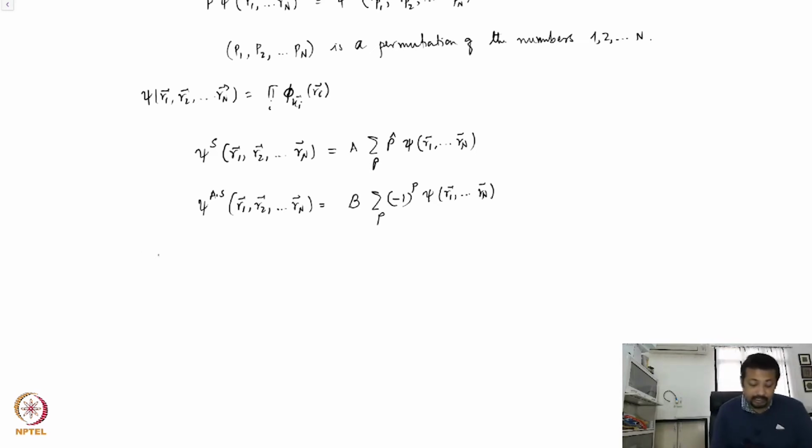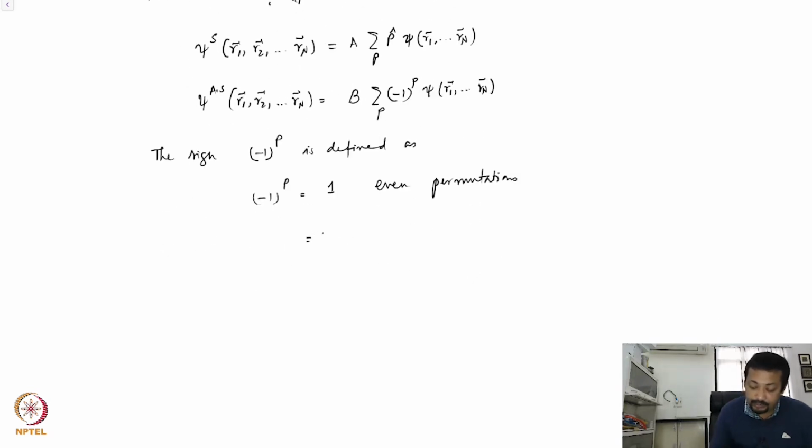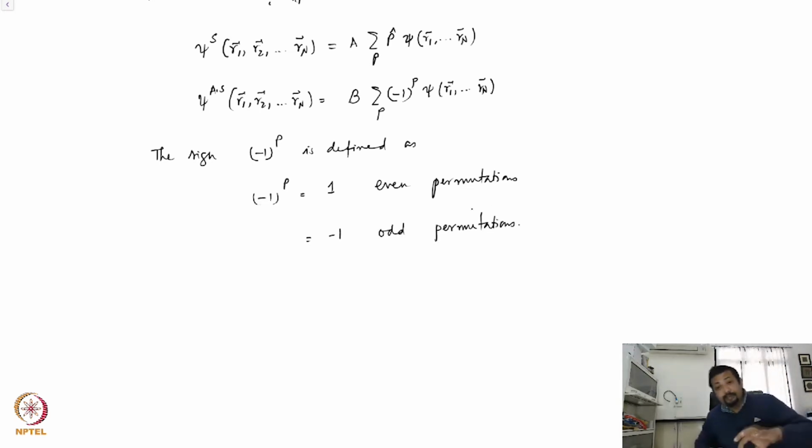Now, the sign -1 raised to the power p is defined as -1 raised to the power p is equal to 1 if there are even permutations and is equal to -1 if there are odd permutations. Now, even permutations or odd permutations refer to the number of exchanges that you need to do to obtain a certain permutation of the numbers 1 to n, right?